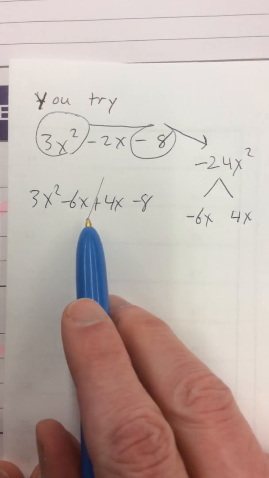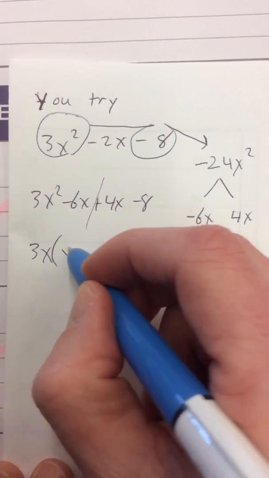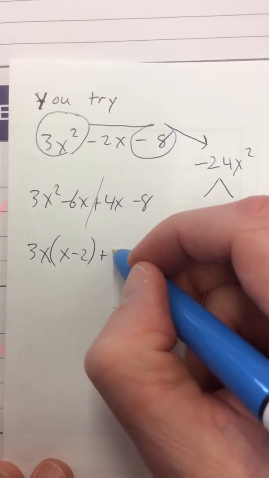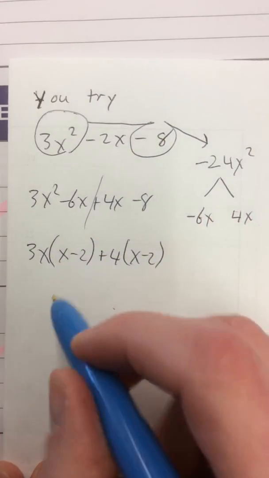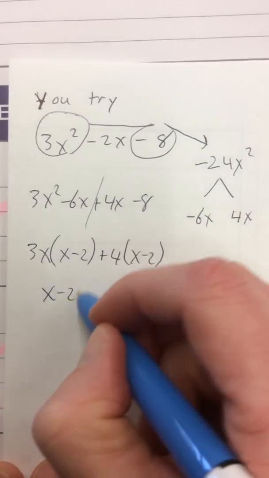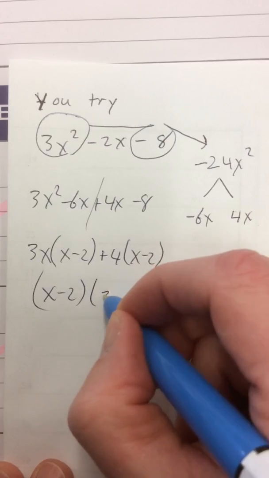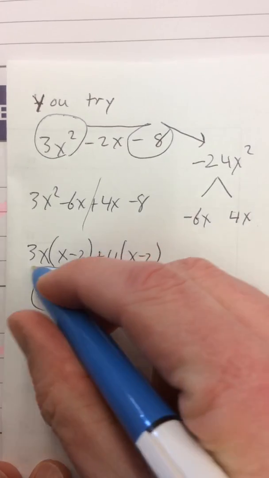And we factor out the GCF here, which is going to be 3x times x minus 2. And we factor out a 4 here, positive 4, times x minus 2. X minus 2 is in common. And what's left? 3x and 4. There it is. Hope you got it right.